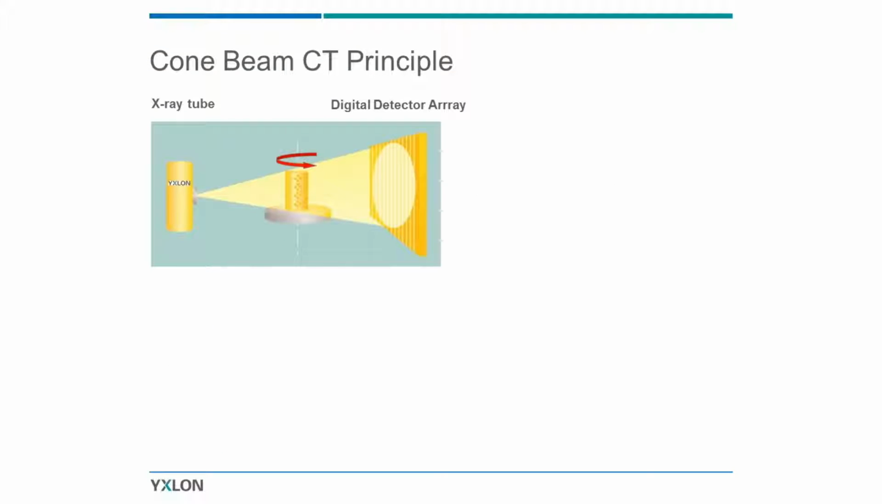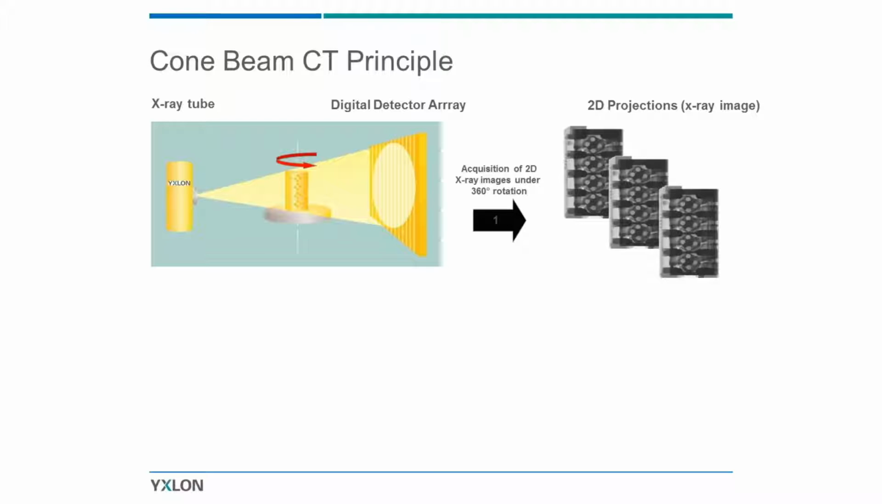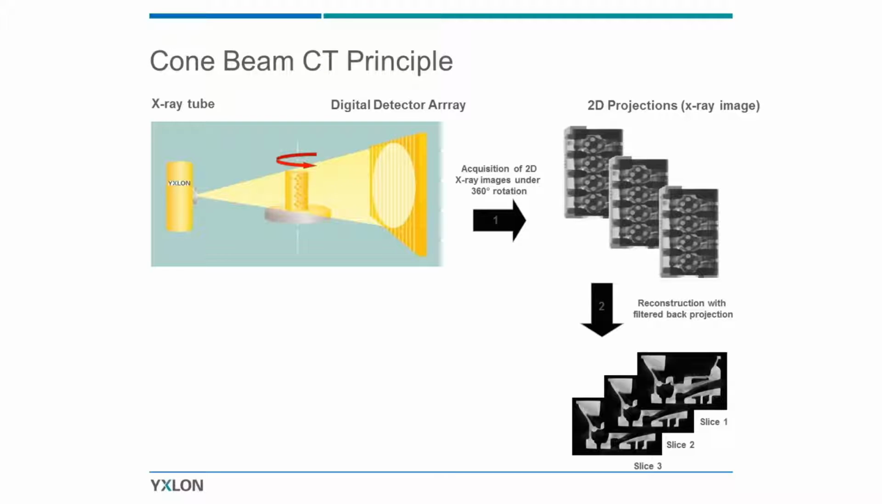So the principle is, we have an X-ray source, which you see here on the left-hand side, and on the right you see a detector, and in the middle is the rotary stage. We rotate the part typically 360 degrees or less, and we acquire 2D images from different views of the part. After we acquire all the images, we put them through an algorithm. There's other technology out there, but very often we do filtered back projection, which gives you a virtual slice through the part.